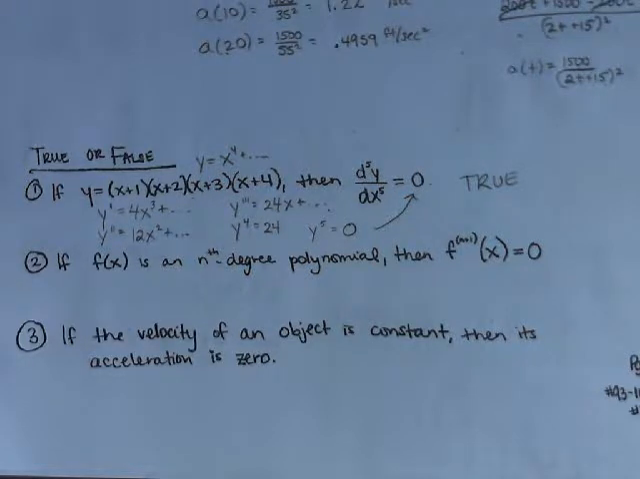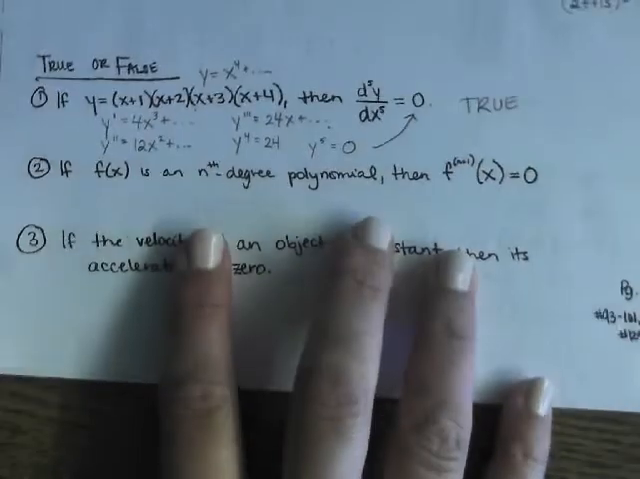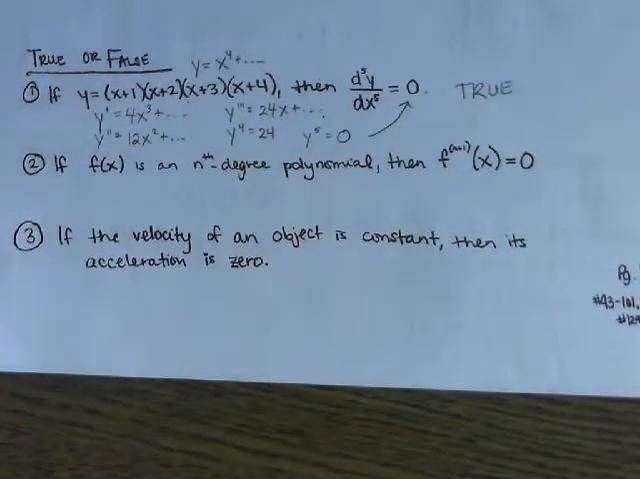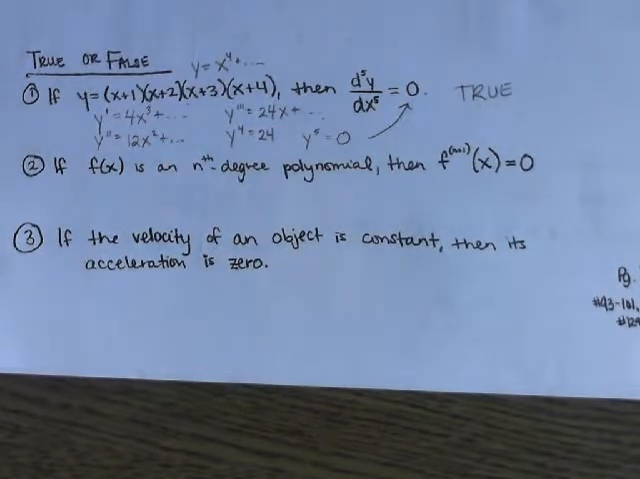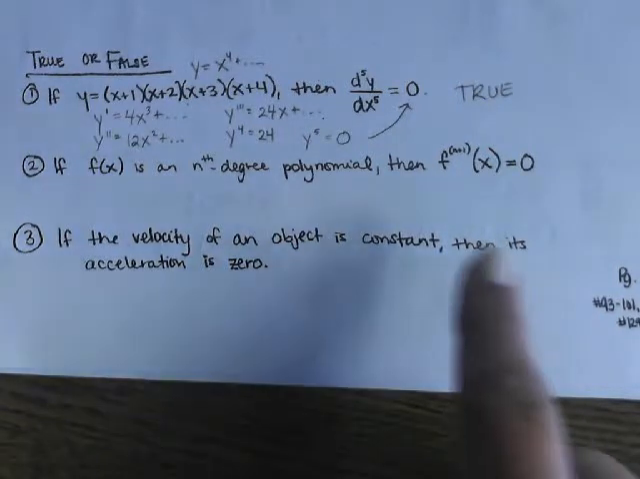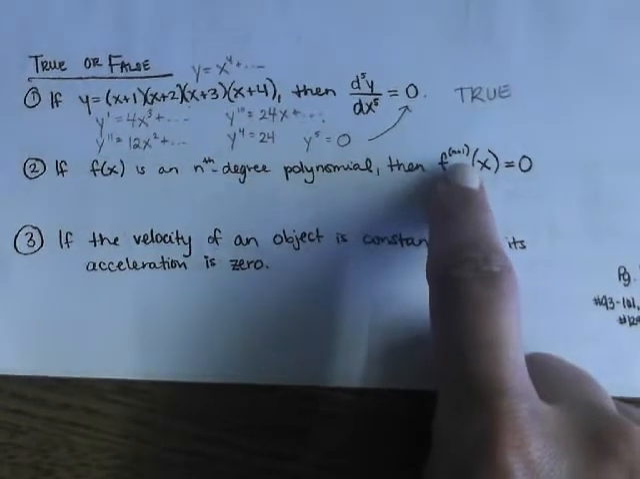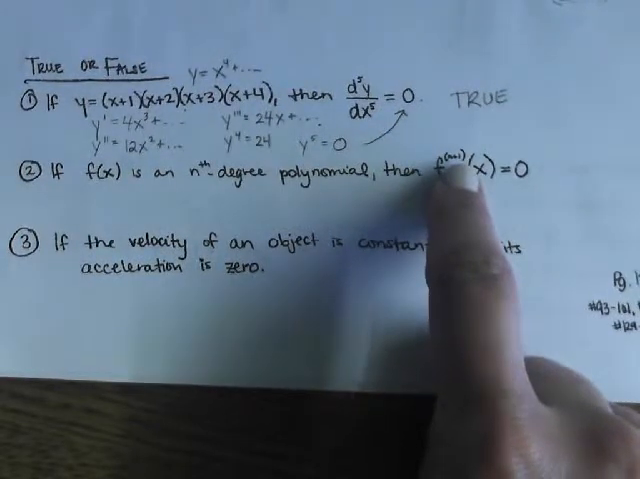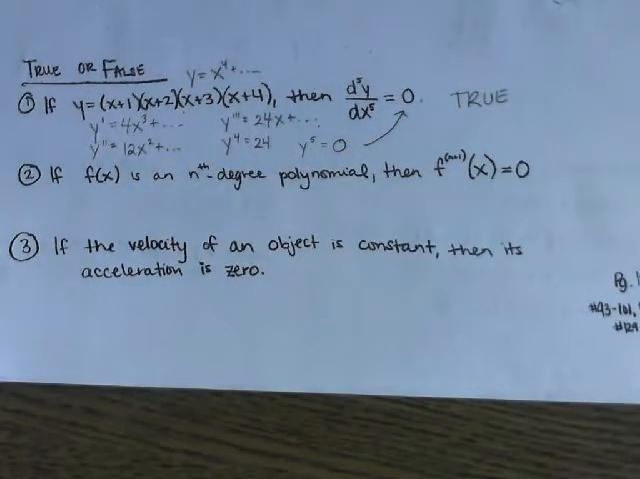Number 2 has sort of the same idea, but we're given a function that's an nth degree polynomial, and this is saying that when we take the derivative that's 1 more than the degree, it will always be 0. What do you think about that? True. What's your counterexample if you think it's false? What if you have a negative degree?